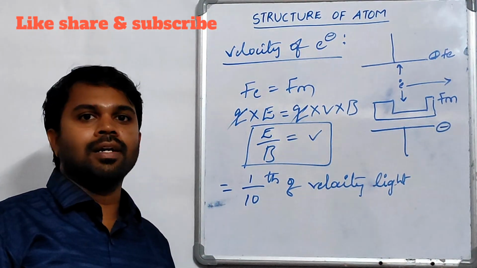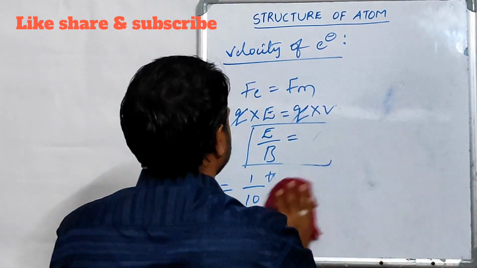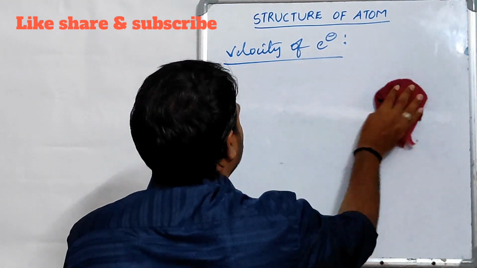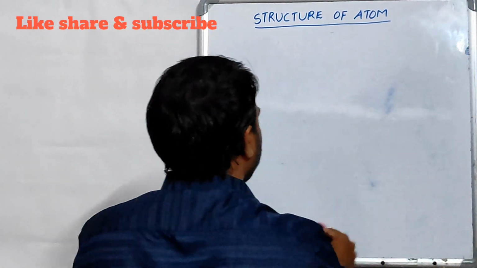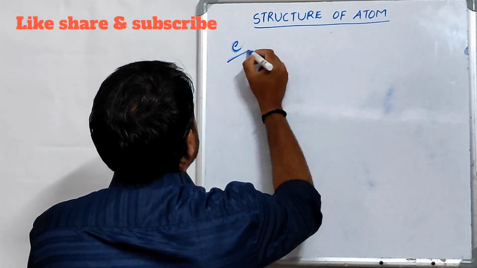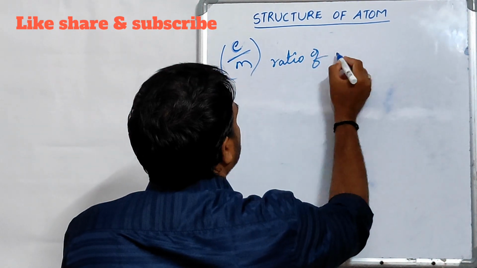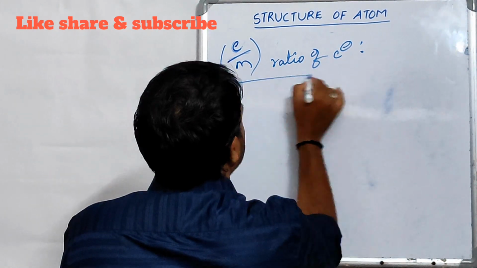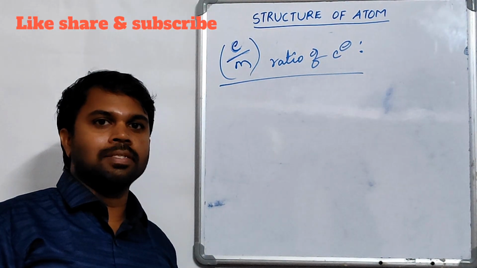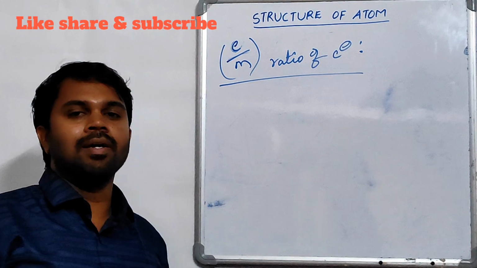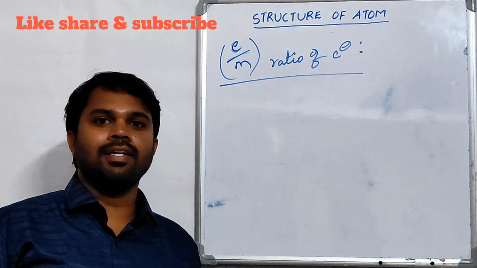And now come to the second conclusion. From this experiment, he calculated the specific charge of the electron, that is, the E by M ratio of the electron. J.J. Thomson measured the E by M ratio of the electron based on 3 points.